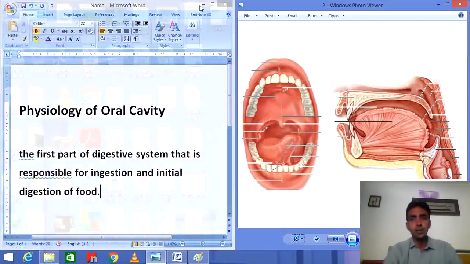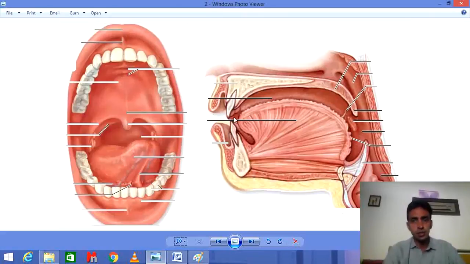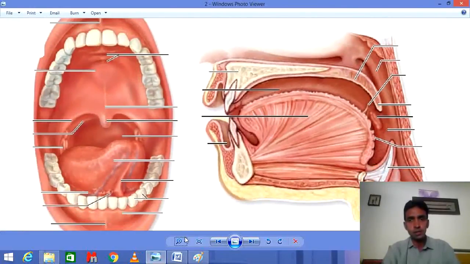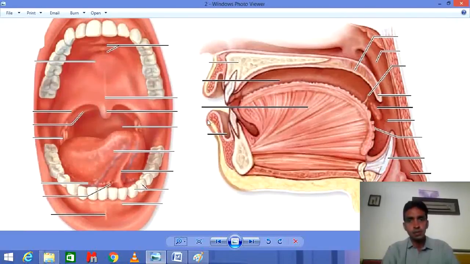In the oral cavity, we will learn about the structures which are conspicuous in this diagram. In this diagram, you can see that the oral cavity starts from the lips, from this area. I'm going to make it a bit bigger. It starts from this area to this area. From this portion to this portion, the oral cavity is represented.